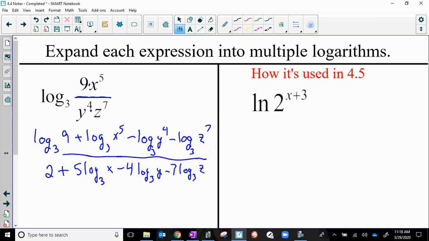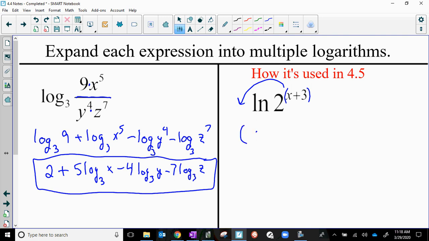And we are done. So when you get good at these, they're 2-step problems. All right, let's take a look at the next one. Parentheses are important. So expand it. We're going to take this exponent and bring it out in front. So when they say expand into multiple logarithms, they want you to expand it and they want you to pull all the powers in front.